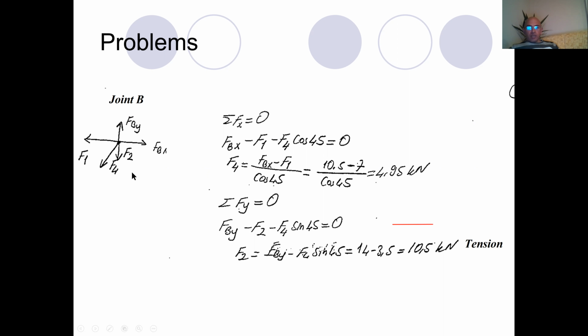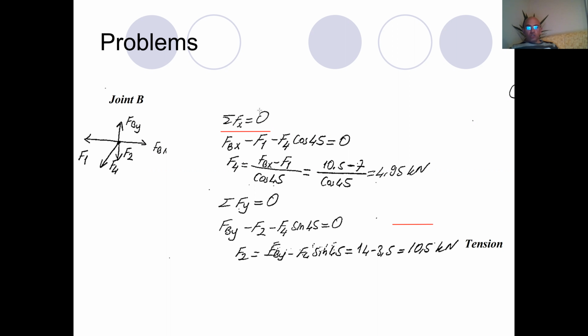Now let's draw the free body diagram again. Again, we assume that all the forces are tension in the truss members. So F1 is towards the member, F4 is towards the member again, and F2 is towards the member as well. In fact, F4 makes an angle of 45 degrees with the horizon. Again, we have two equilibrium equations. The first equilibrium equation is the sum of the forces in x direction has to be equal to 0. From there, we write Fbx minus F1 minus F4 multiplied by cosine 45 is equal to 0.